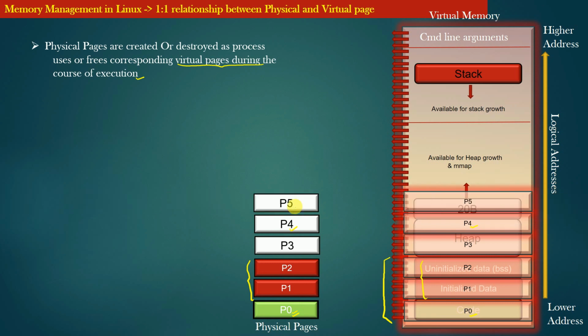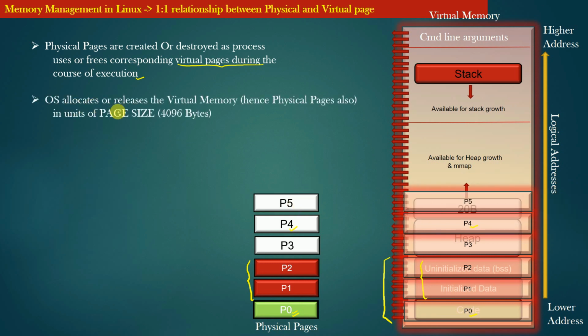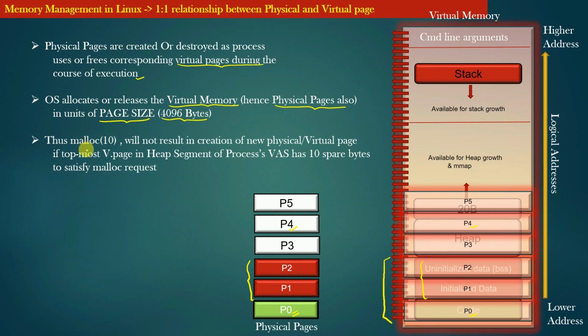And it goes on. So the operating system allocates or releases the virtual memory and hence the corresponding physical pages in units of page size, which is 4096 bytes. So thus, if you request malloc 10, it may not result in creation of a new physical or virtual page if the topmost virtual page in the heap segment of the process virtual address space still has 10 bytes of memory to satisfy the malloc request. So it is as simple as that.